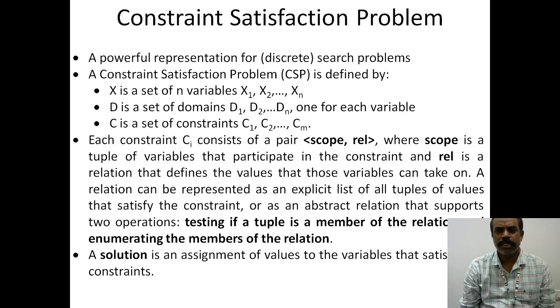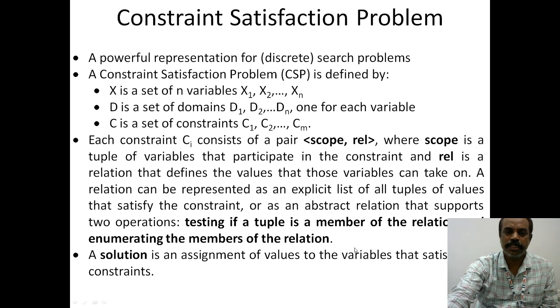The constraint satisfaction problem is a powerful representation for such problems. The constraint satisfaction problem is normally defined by three components. One is X, which is a set of n variables X1, X2 and so on. D is a set of domains D1, D2, Dn, one for each variable Xi. And C is a set of constraints C1, C2 and so on. Each constraint, and this is important, each constraint Ci consists of a pair: scope and relation.